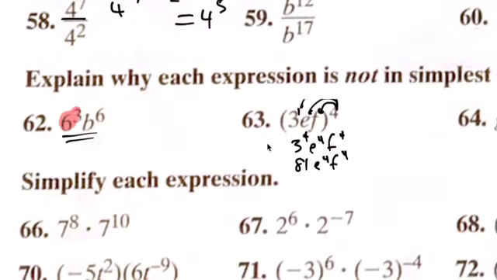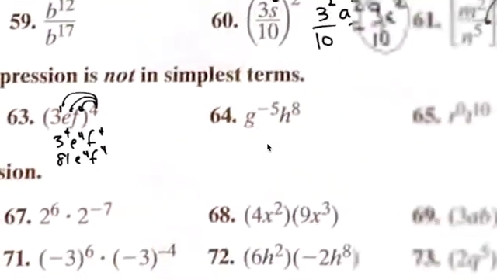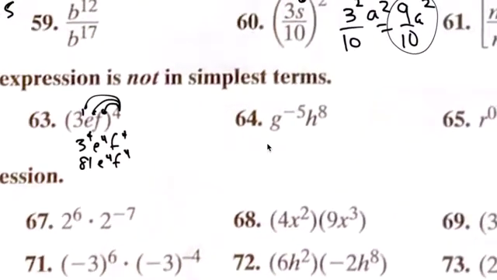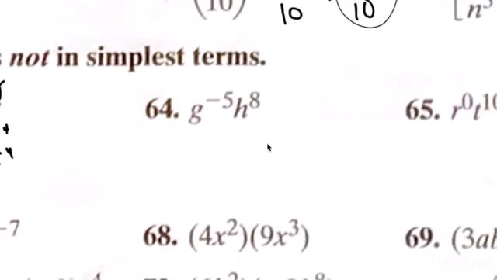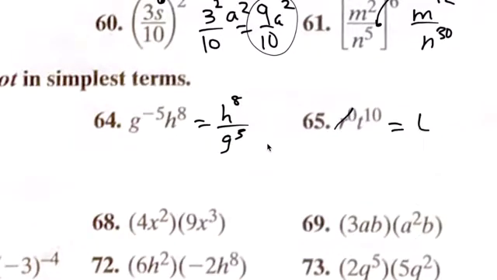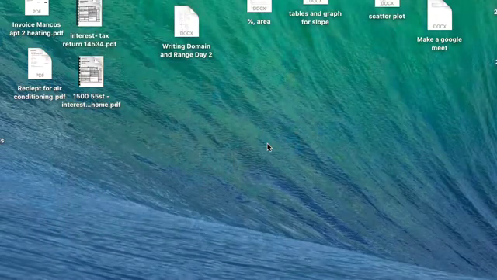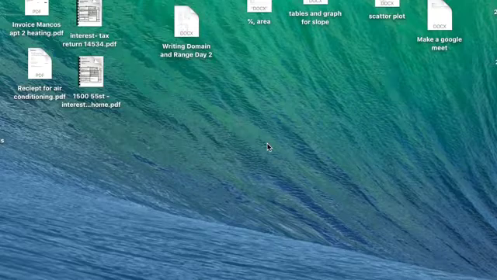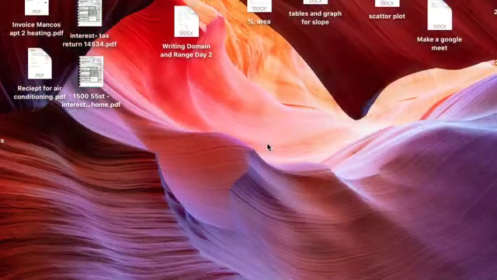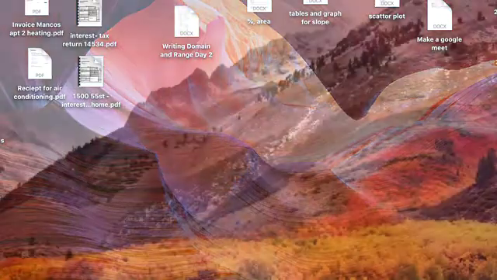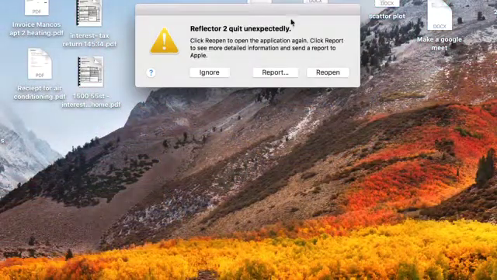That's what you would do here, multiply these. 6 times 6 times 6. You don't have to do 63, it's even. Okay, this is not simplified, h to the 8th, g to the 5th, right? And this is 1, so it's just t to the 10. Okay, make sure you know that when you multiply, you add the exponents.